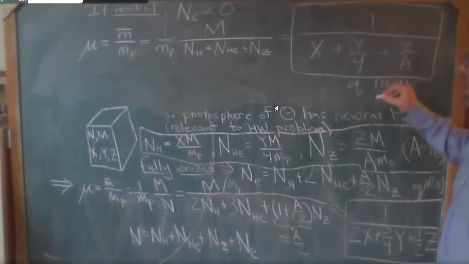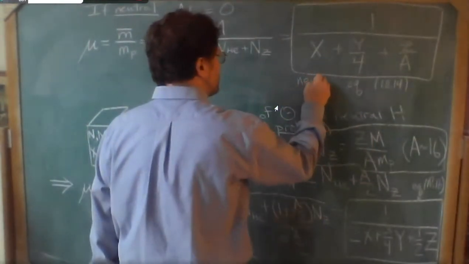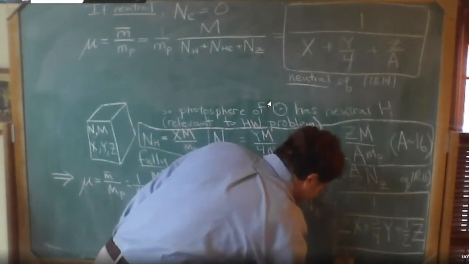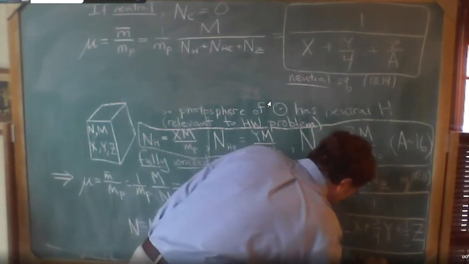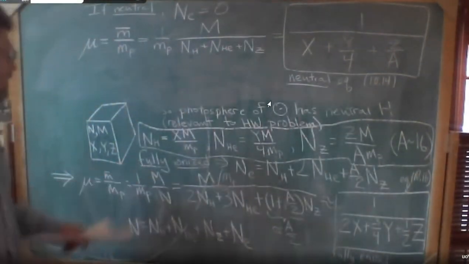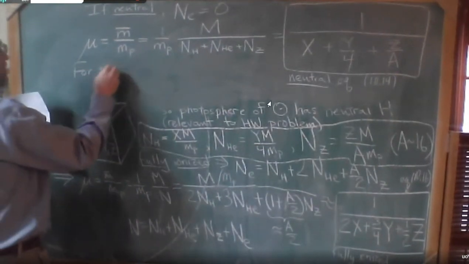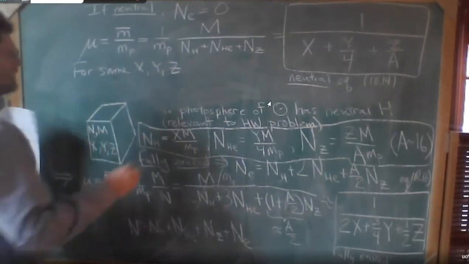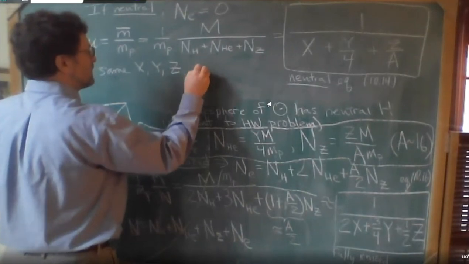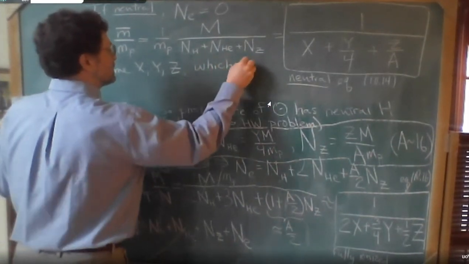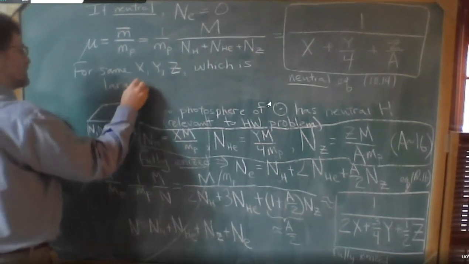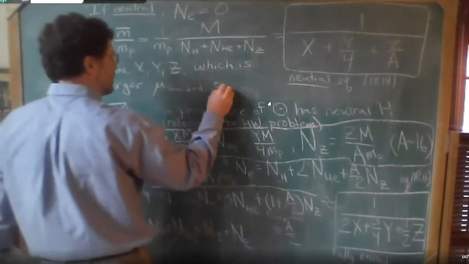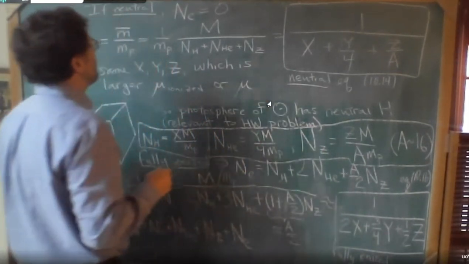So this, remember, was the neutral case up here. And this is fully ionized. Let me ask you a question. Here's the question. I'll write it on the board. For the same X, Y, and Z abundances, which is larger? The mu for fully ionized, or the mu for neutral?